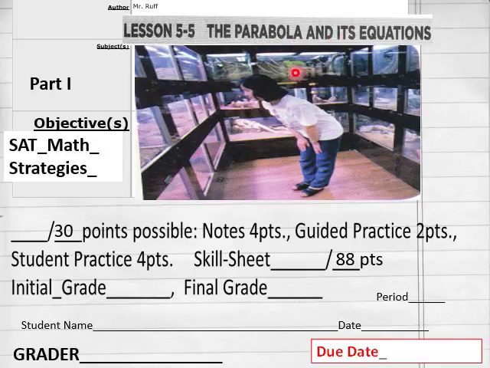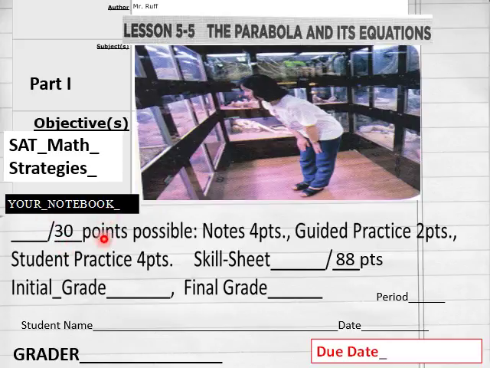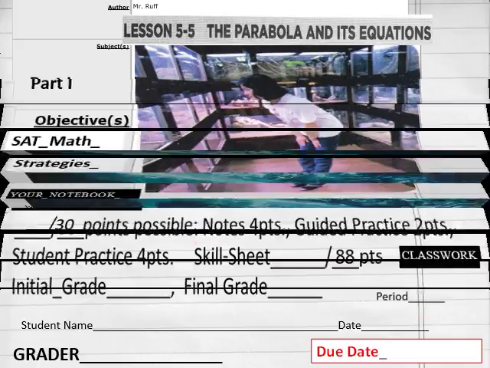5.5, the parabola and its equations. There's a 30-point note-taking responsibility with this section, and then there's a skill sheet at the end of part 2 of this lesson worth 88 points.